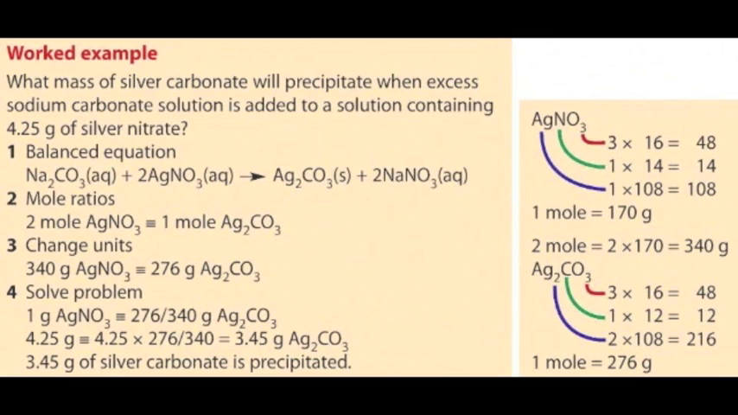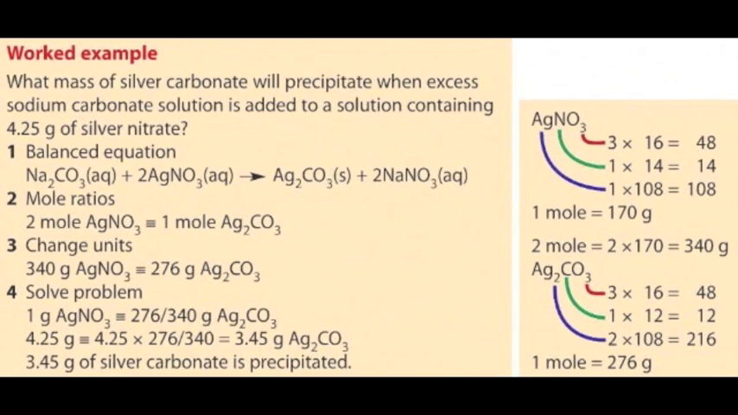What mass of silver carbonate will precipitate when excess sodium carbonate is added to a solution containing 4.25 grams of silver nitrate? The relative formula mass for silver nitrate is 170 grams. 2 moles of that would therefore be 340 grams. Silver carbonate has a relative formula mass of 276.